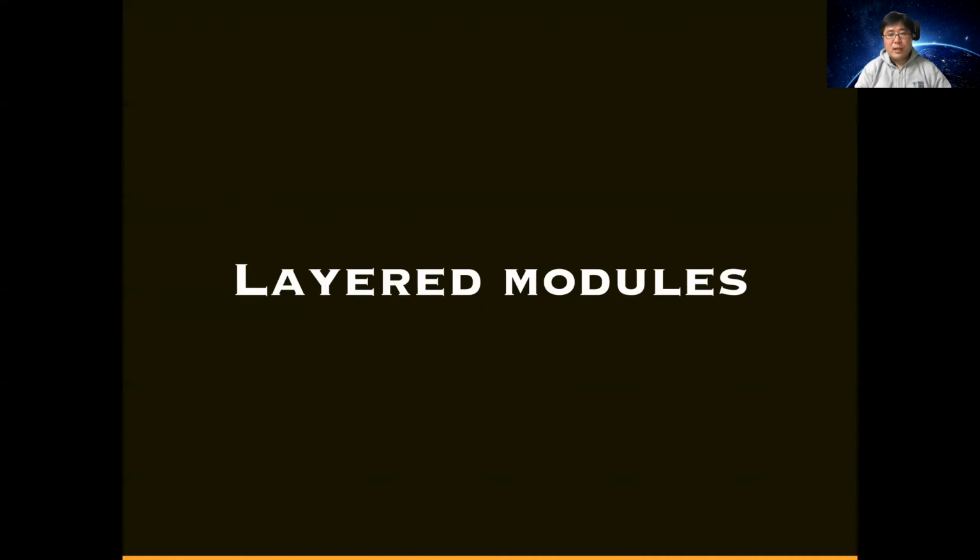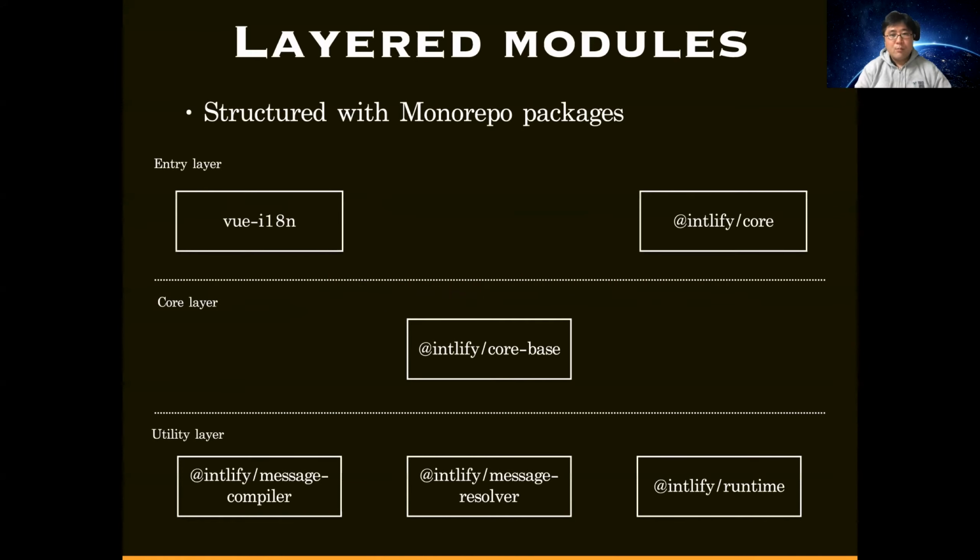Let's dive into the newly designed Vue I18n version 9. First, I'd like to talk about the layered module. In Vue I18n version 9, the module is now structured in 3 layers: utility layer, core layer, and entry layer. The monorepo structures each layer. The utility layer provides utilities to the entry layer and core layer.